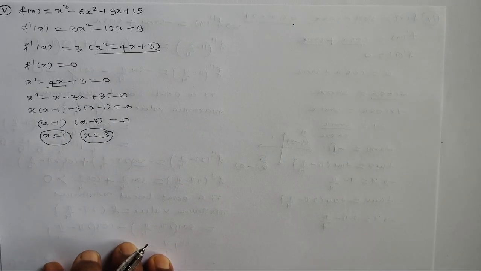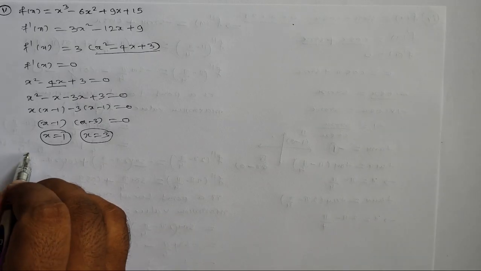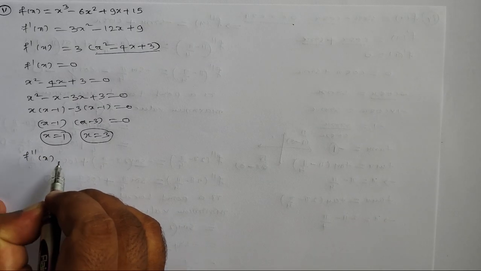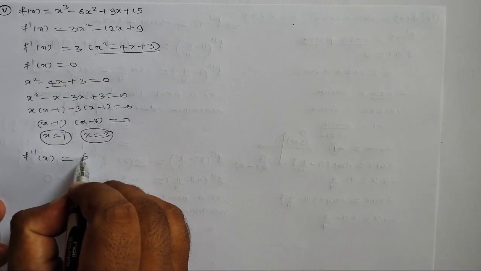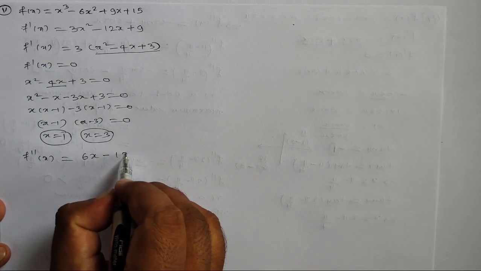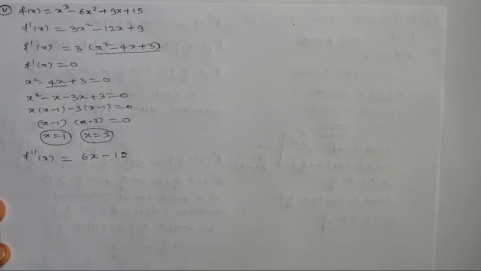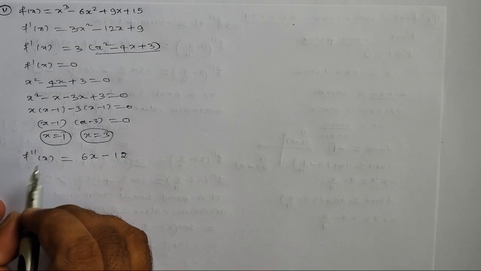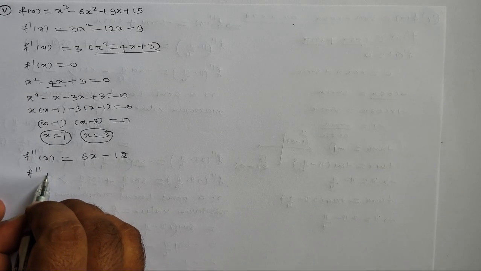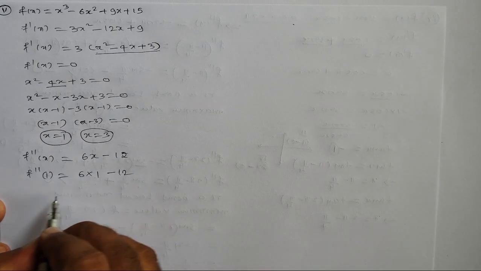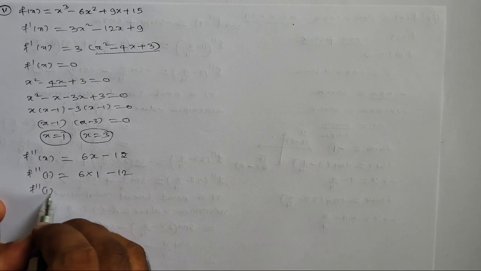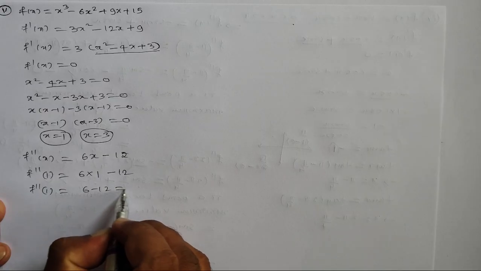So again differentiate with respect to x, and f double dash of x is equal to... what is the derivative of 3x square? 3x square becomes 6x minus 12. Okay, right. So next I will substitute the value. f double dash of 1 becomes 6 into 1 minus 12, that is equal to 6 minus 12 equal to minus 6.